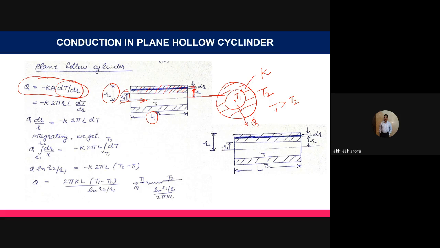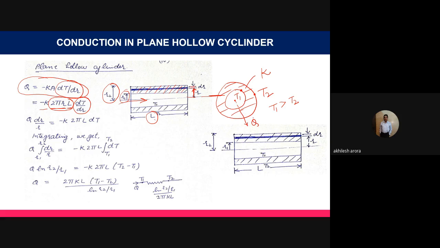Now, what is the area in the radial direction? It will be given by 2 pi r, the circumference, multiplied by the length. Because the heat transfer is taking place in the radial direction, this is the area through which the heat transfer is taking place at the radius r, multiplied with minus k dT by dr. It's quite simple once you have understood this fact.